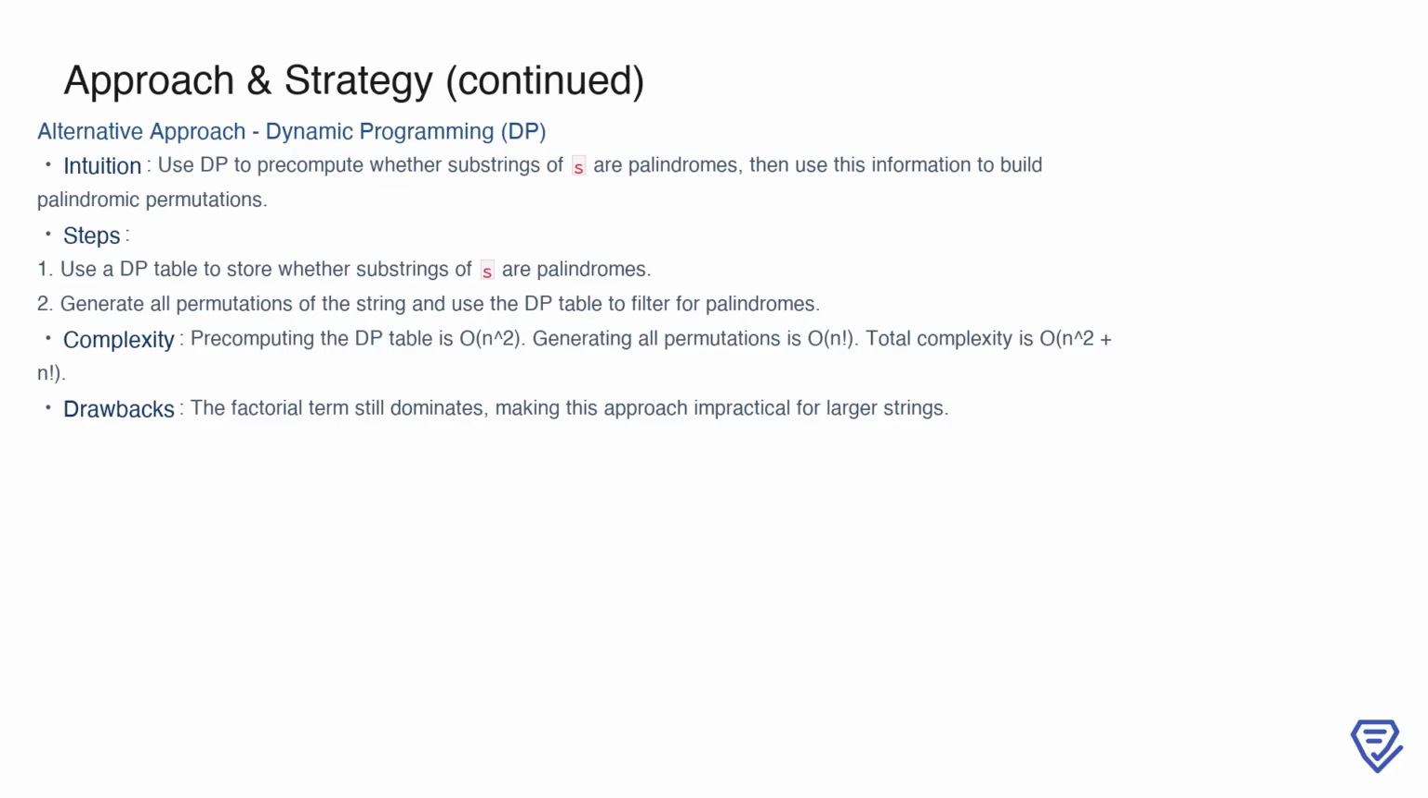Pre-computing the DP table requires n² time, where n is the length of the string. However, generating all permutations remains n!, and this factorial component dominates the overall complexity. As a result, the total time complexity is n² plus n!, which, like the brute force method, becomes impractical for longer strings. This makes it less suitable compared to more optimized approaches.